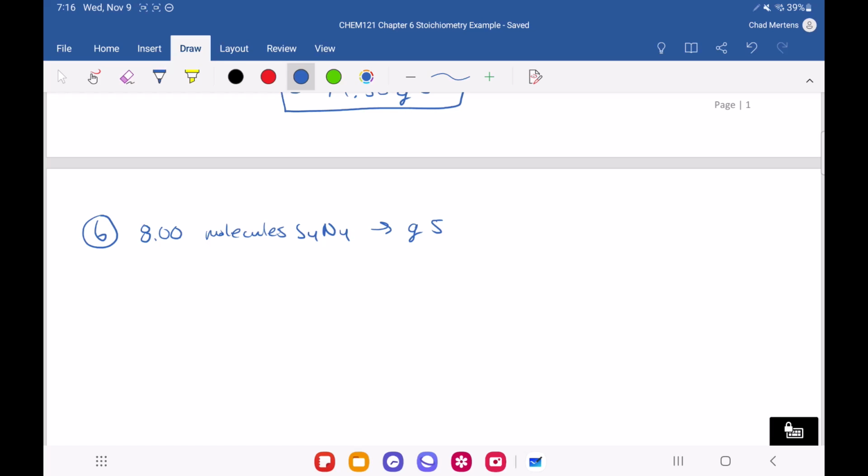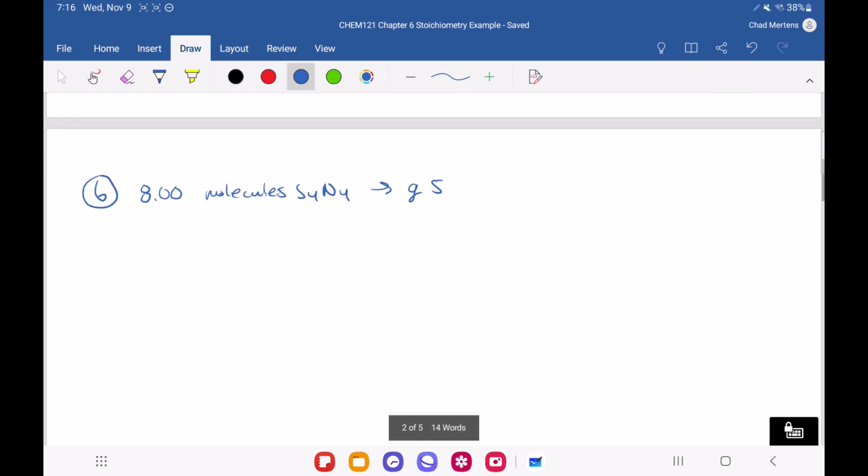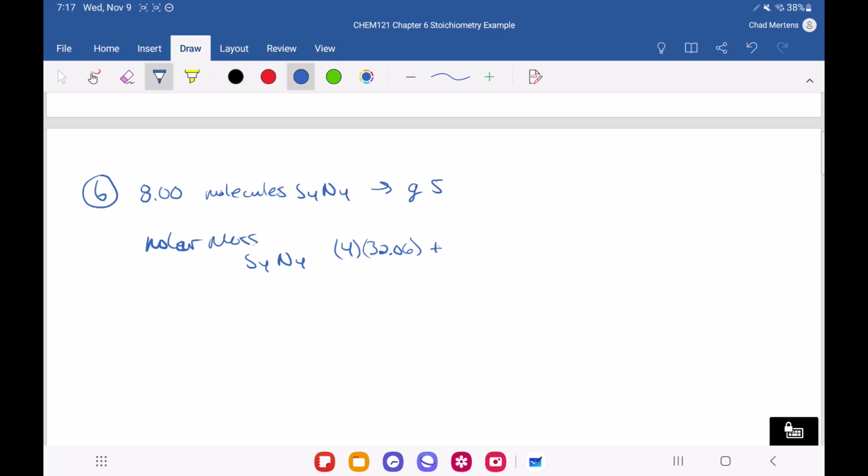So for our next one, we are given 8 molecules of S4N4, and we want to take it to grams of sulfur. So I would look to find your molar mass first. We know that we have 4 sulfurs with a mass of 32.06 plus our nitrogen, which has a mass of 14.00, and we have 4 of those. And so our molar mass would equal 184.24 grams per mole of S4N4.